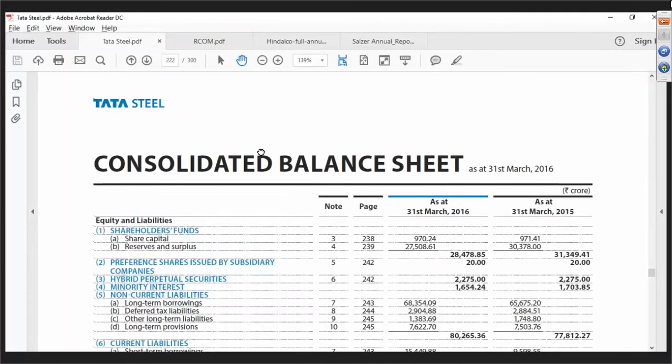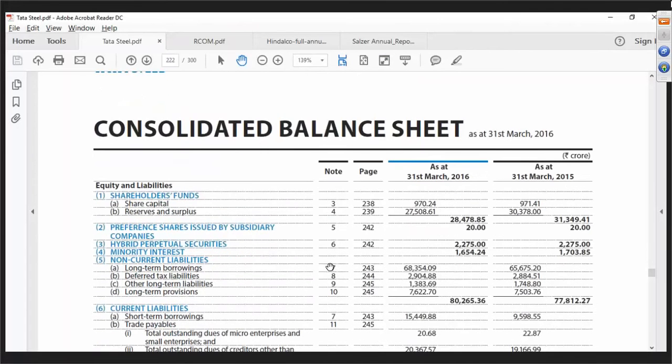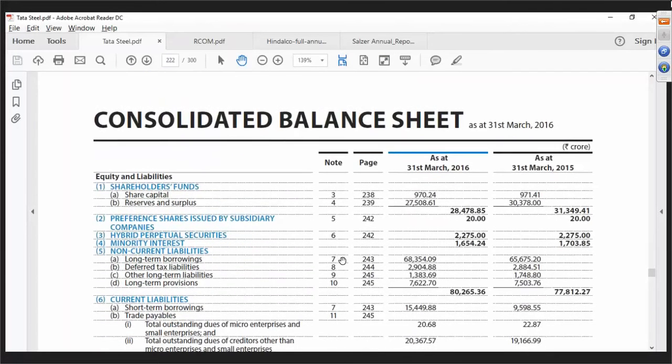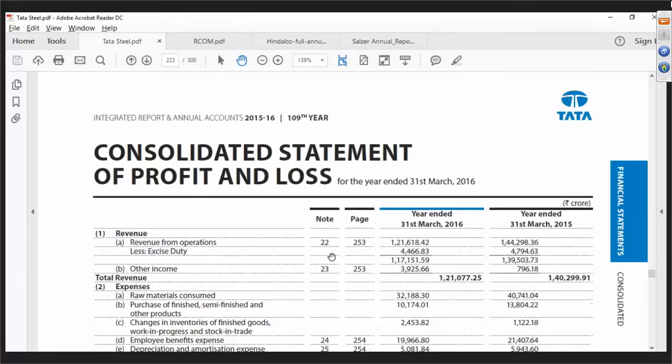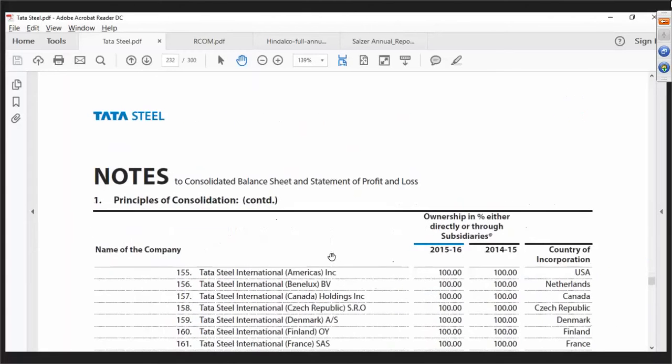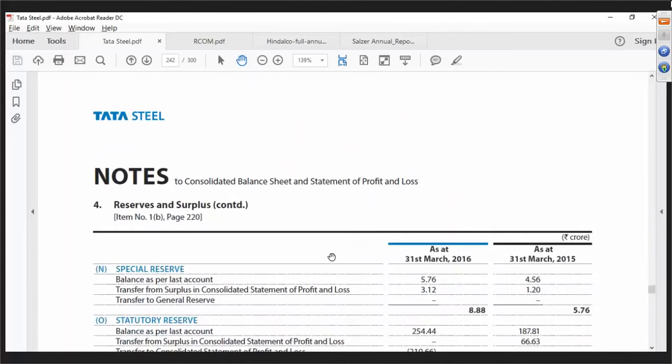Let's start with Tata Steel. What's the debt? Long-term borrowings. Let's go to note number 7, right? Where you see long-term borrowings. Unless you get into note number 7, we'll not get the answer. Let's go to note 7 and try and decode our answer. There could be multiple reasons for this. We're going to look at a few reasons now.